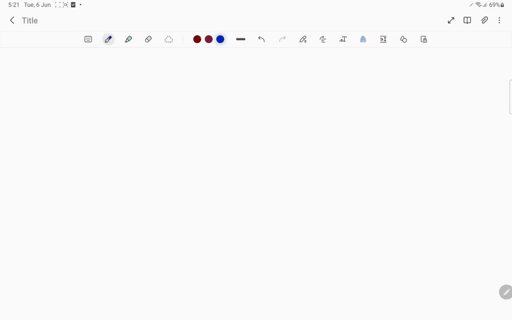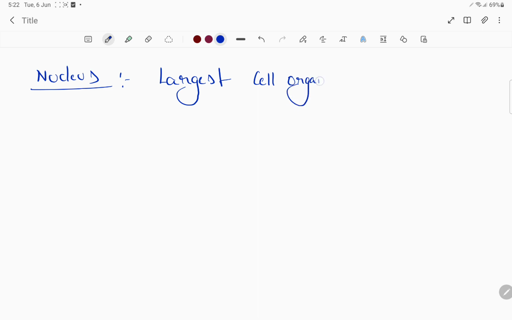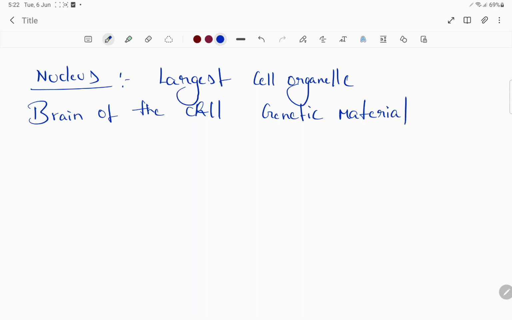Let's talk about the nucleus. We all know the nucleus is the largest cell organelle, and this is the distinct cell organelle. We otherwise call it the brain of the cell because it contains the blueprint of the cell, none other than the genetic material. And it mainly controls all the activities of the cell. That's why we call it the brain of the cell.